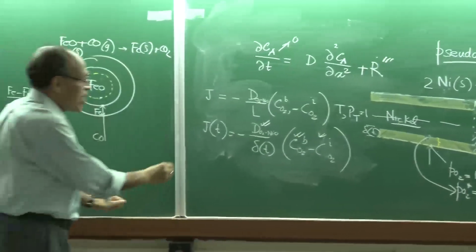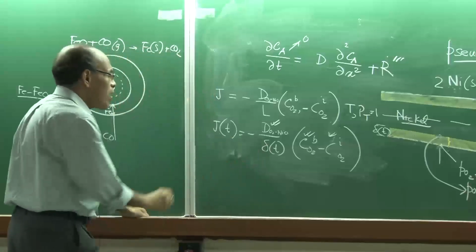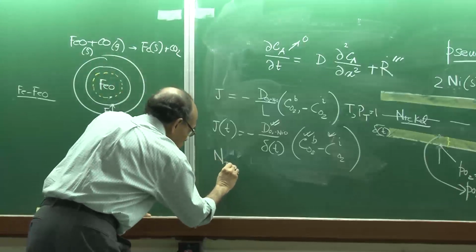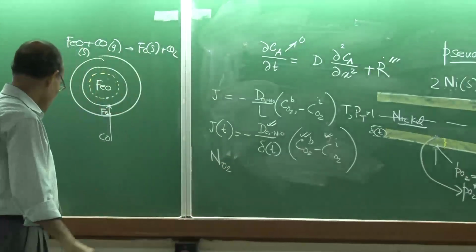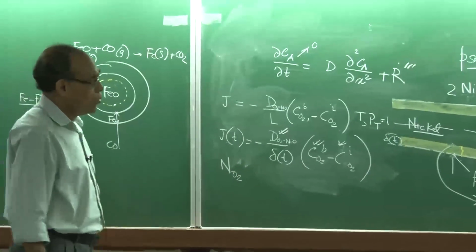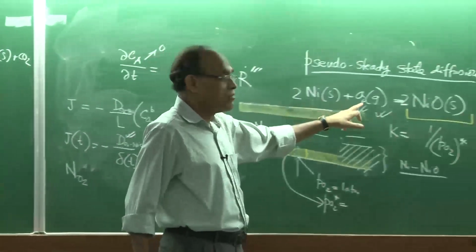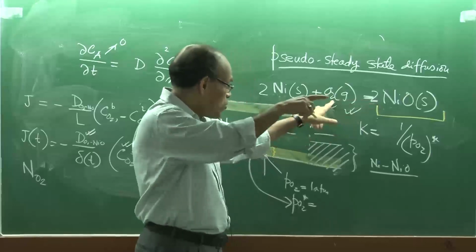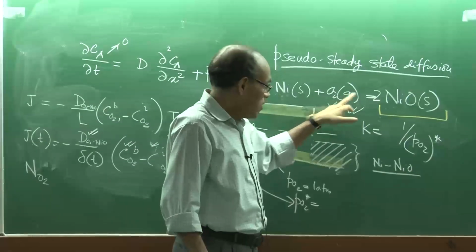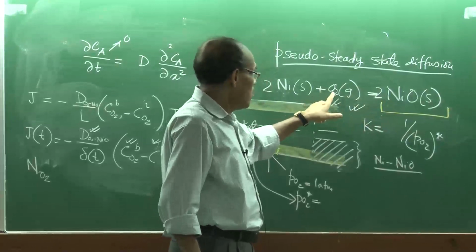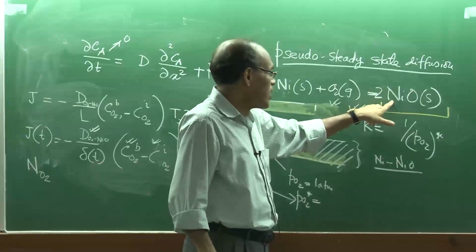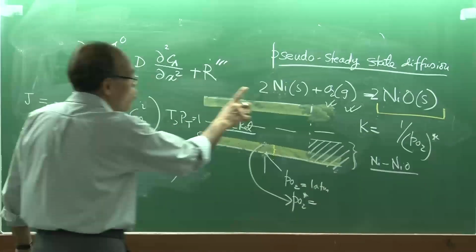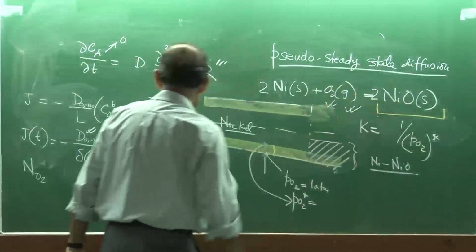So the only thing is that the flux is... So therefore I can say that the N of O2, you can see there, the rate of oxygen, the flux or the net rate at which oxygen is going into the domain, is exactly equal to half, 2 times the nickel oxide rate, the moles of nickel oxide production. So for every mole of oxygen, 2 moles of nickel oxide are going to be produced.